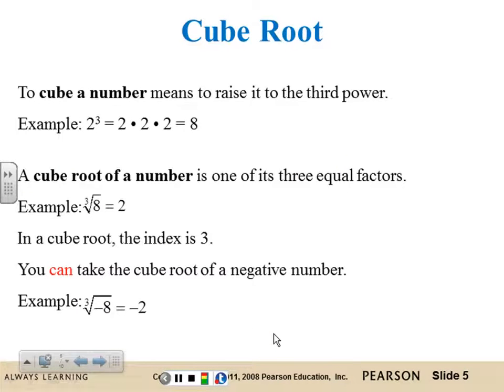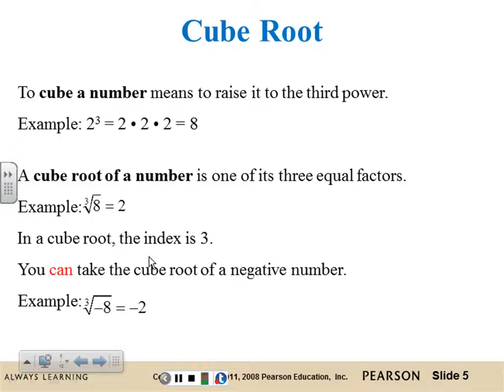Okay, so the other one that we're going to talk about right now is cube root. To cube a number means to raise it to the third power. So for example, 2 cubed means 2 times 2 times 2 is going to be 8. Well, the opposite of a cube is a cube root of a number. It's one of its 3 equal factors. So for example, the cube root, notice 3 is your index, and it has to be written. If you're taking the cube root, it will have a 3 here. For the cube root of 8, you're asking yourself, what can I multiply times itself 3 times in order to get 8? And the answer is 2, so the cube root of 8 is 2.